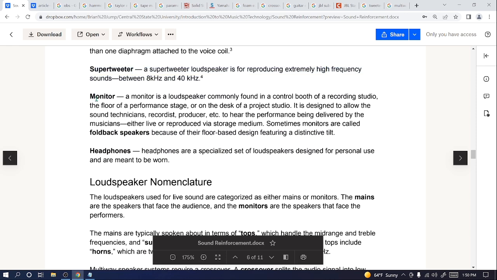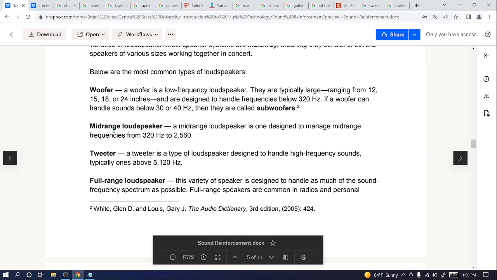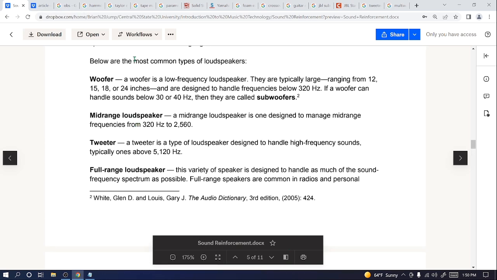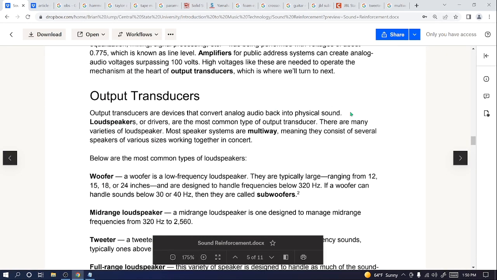All right, and then to be separate in your mind is a monitor, which is basically a mid-range loudspeaker that's aimed at the performer instead of the audience. Usually situated on the floor of a performance stage or the desk of a project studio. It's designed to allow the sound technicians and the recordist and the producer or the musicians to hear the sound. So they're typically not as full range. So it's not necessary to have it be the best sound possible with the combinatorial effect of these speakers in concert in a proper multi-way system.